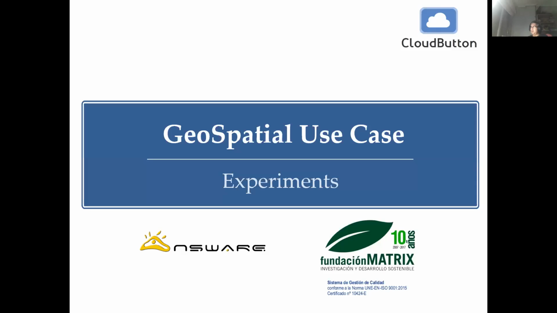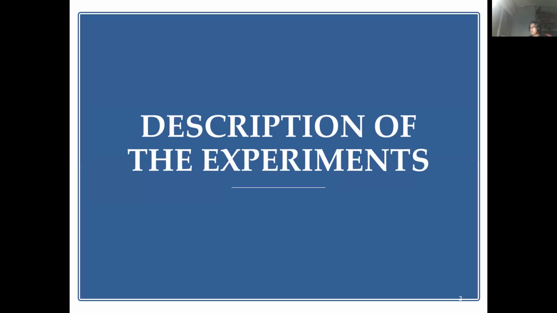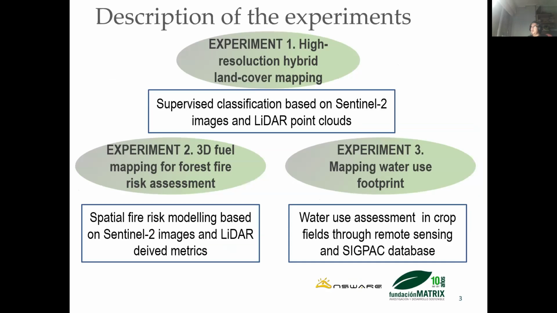I'm going to talk to you about one of the three experiments dedicated to geospatial. So the three experiments, one is about high resolution hybrid land cover mapping. The other one is about 3D field mapping for forest fire risk assessment. And the third one is the one we have been spending effort on, which is mapping water use footprints. Basically, what we intend to do here is to assess the use of the water in crop fields through remote sensing images and with other databases such as, for example, SIGPAN.